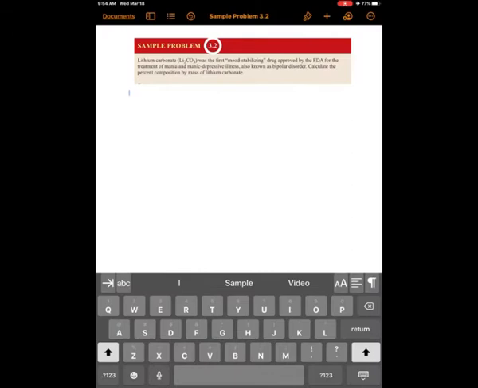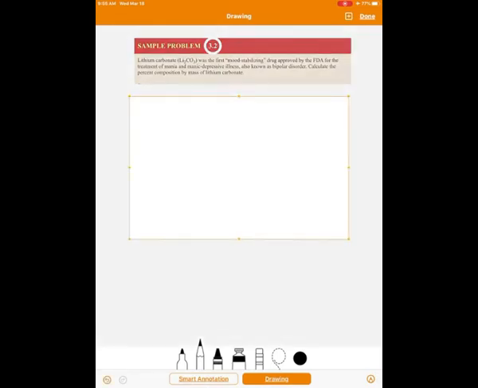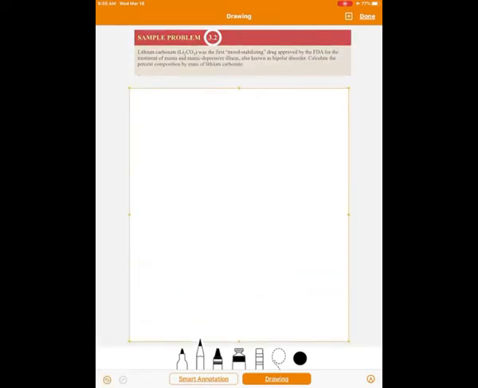This is sample problem 3.2. It says in this problem that lithium carbonate, which has the chemical formula Li2CO3, was the first mood-stabilizing drug approved by the FDA, that's the Federal Drug Administration, for the treatment of mania and manic depressive illness, also known as bipolar disorder. Calculate the percent composition by mass of lithium carbonate.